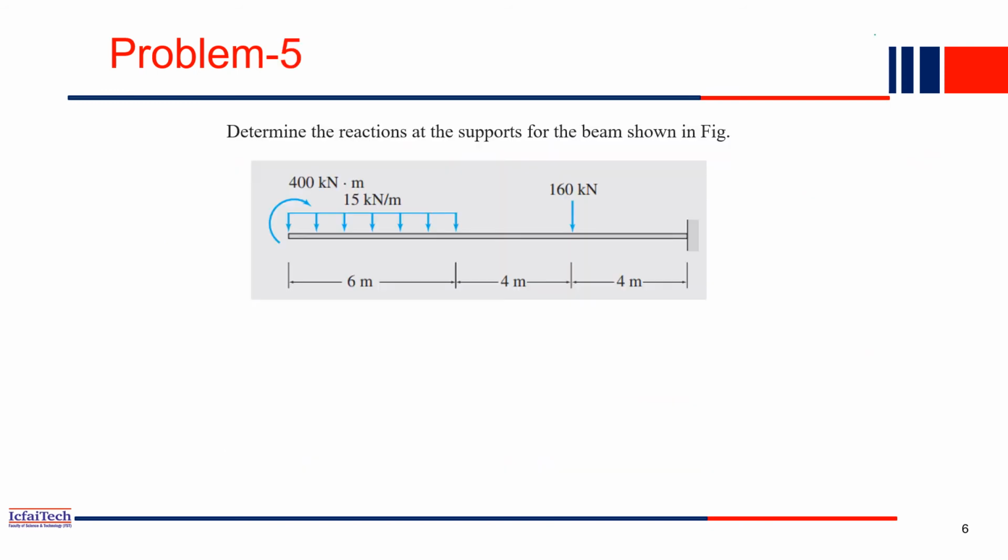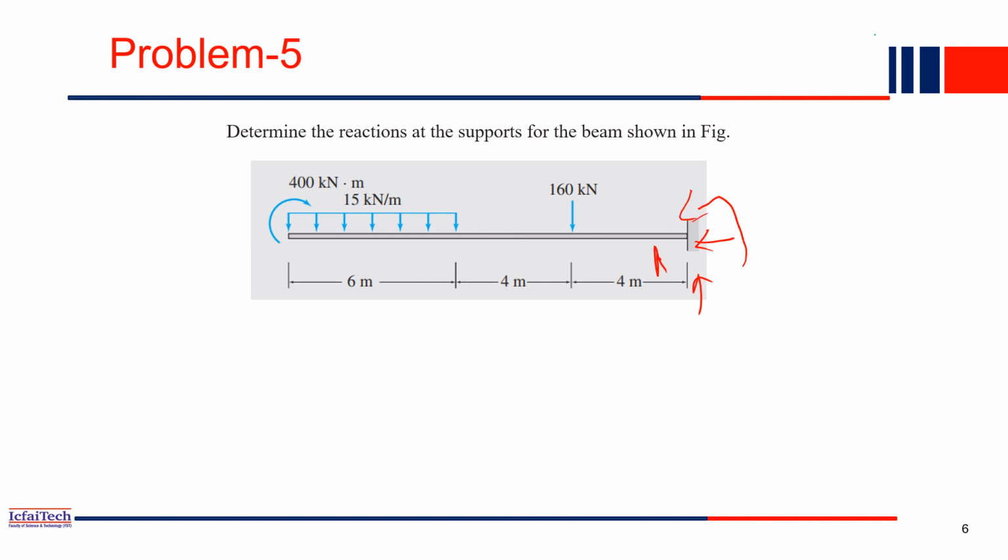So here, this is another problem. A beam is given to you, and UDL is also acting here. So this is a fixed end. Fixed end means you have 3 unknowns. So one is horizontal, vertical, and you have a moment. So three unknown reactions you have.